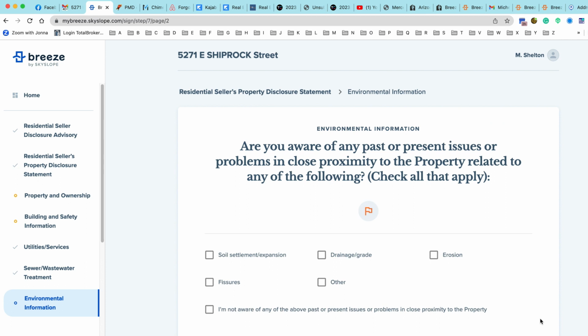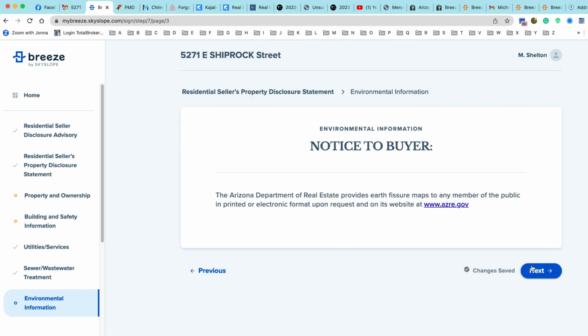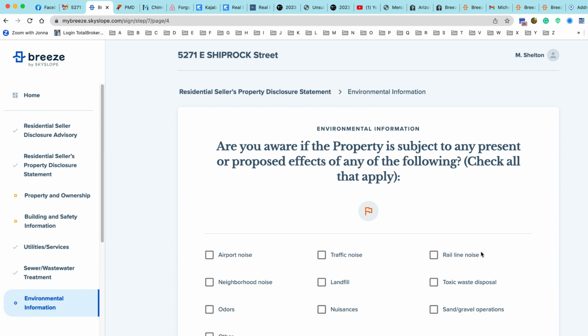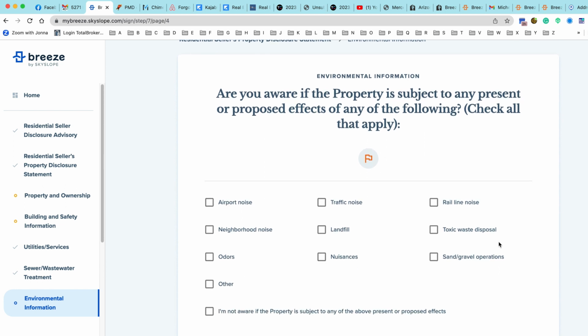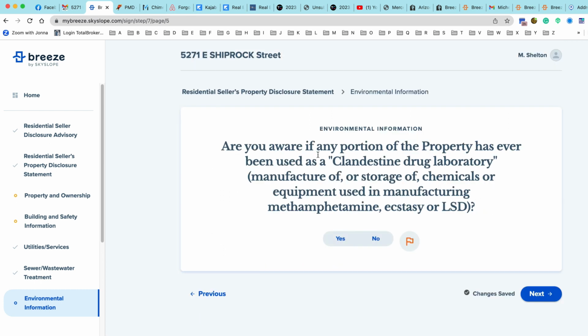Settlement, drainage, erosion. Are you aware of any past or present problems in close proximity? No. Notice to buyer. The Arizona Department of Real Estate provides earth fissures. Okay. Are you aware if the property is subject to any present or proposed effects? They should put water in here because, like up in Rio Verde, the water is kind of an issue.